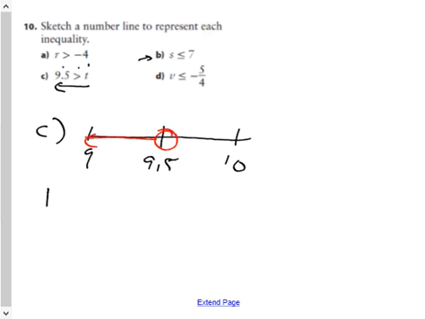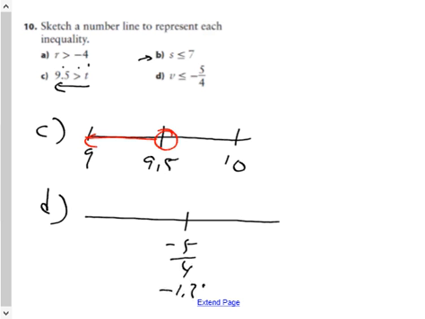And our last question, D, V will represent all values less than or equal to negative 5/4. So if I think about negative 5/4, what I'm really thinking about is negative 1.25, right? Because that's an improper fraction, but as a decimal, if I divide it, it'd be negative 1.25.